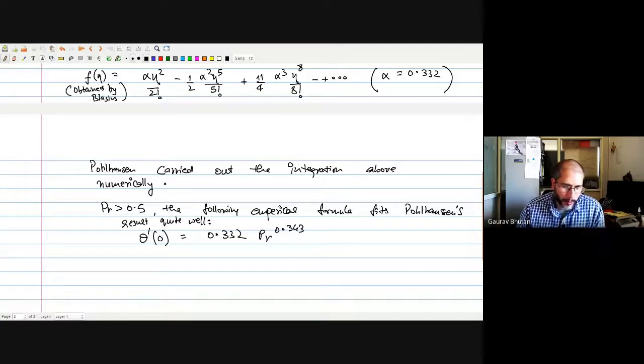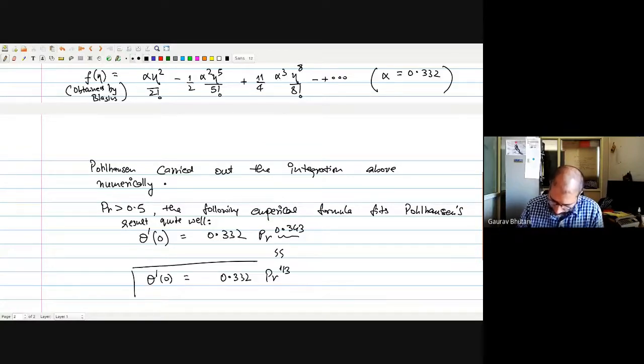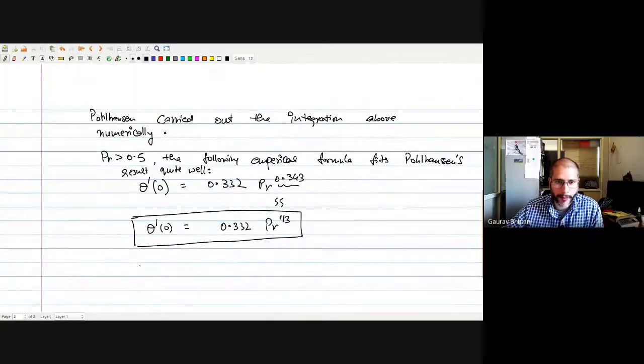All right, so this expression for theta prime 0 is quite useful. In fact, what is usually done is that this Prandtl number to the power 0.343 is approximated as Prandtl number to the power 1 by 3. And this relationship is used quite a lot for fluids with Prandtl number greater than 0.5. So air for reference has a Prandtl number of 0.7, so this expression is quite useful for air.